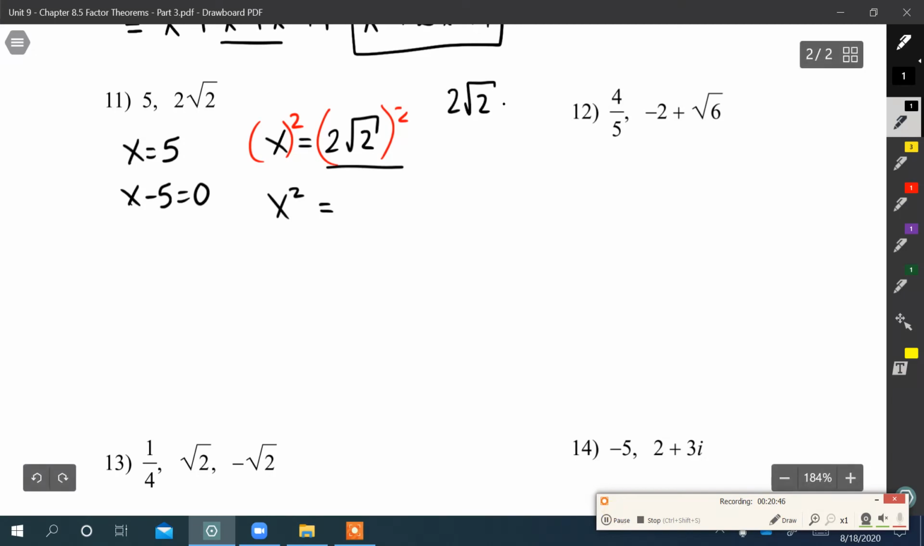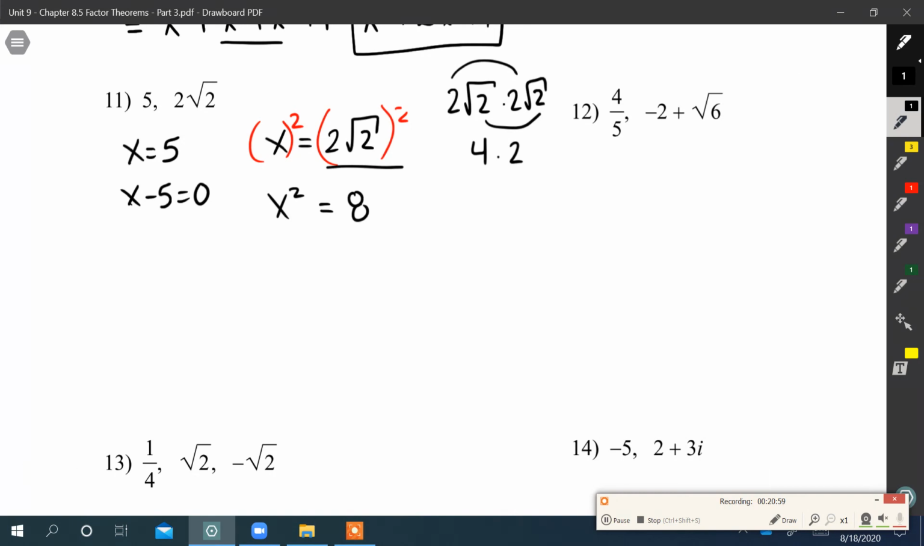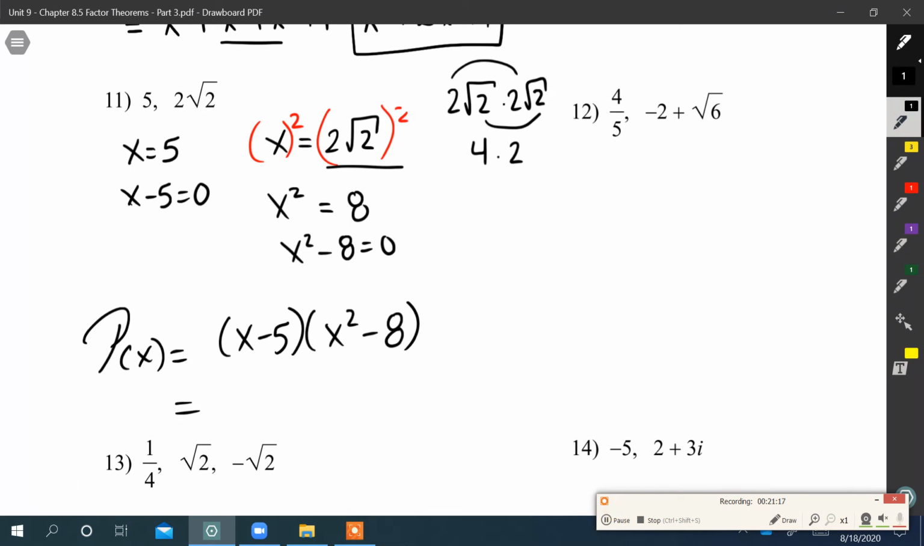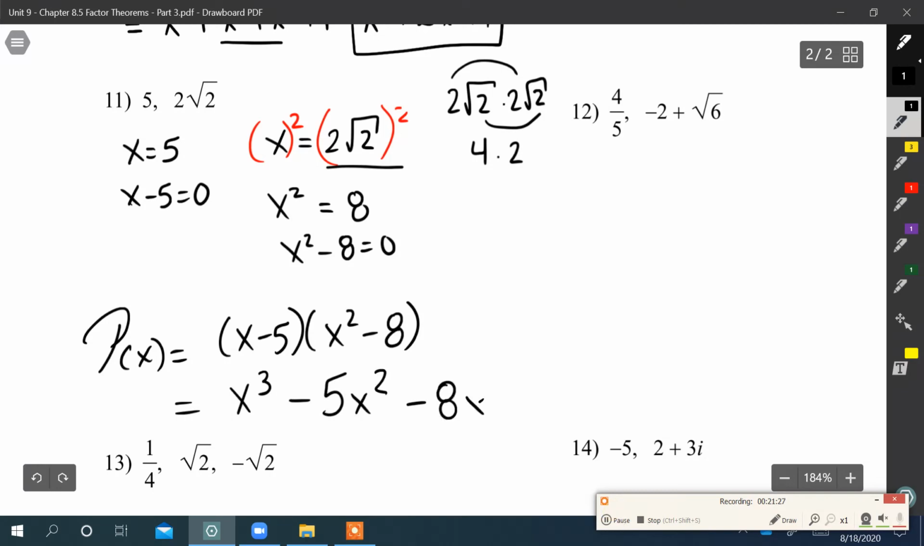So it's 2 times the square root of 2 times 2 times the square root of 2. Well, 2 times 2 is 4. And then the square root of 2 times the square root of 2 is 2. So 4 times 2 will actually be 8. Bring that 8 over, and then your polynomial is going to look like this: x minus 5 times x squared minus 8. If you were to multiply that out, I'm looking at my notes here, you will get x to the third minus 5x squared minus 8x plus 40. Okay, go ahead and do number 12.